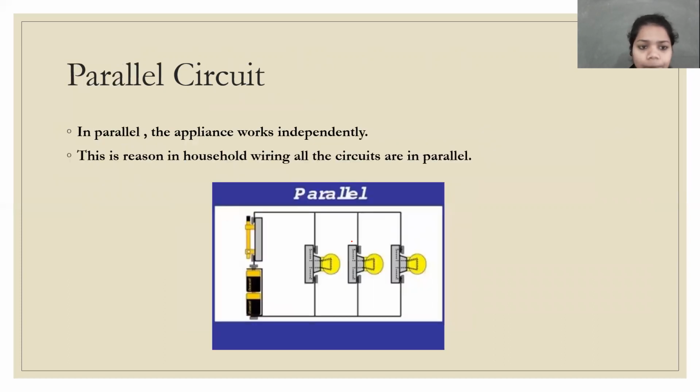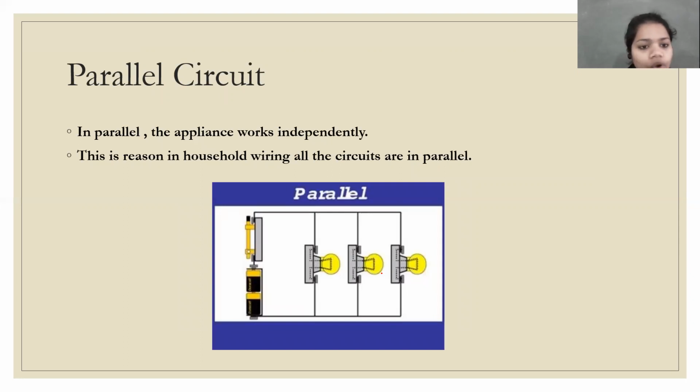So next, let us see parallel connection. In parallel, all the appliances work independently. They are not dependent on each other. Even if one bulb does not glow, it will not affect the remaining 2 bulbs. And this is the reason why we use parallel connection in our home. In our home, even if one bulb is not working, the others are working. They have independent switch. They work independently. They are not dependent. So in house, we have parallel connection and not series connection.